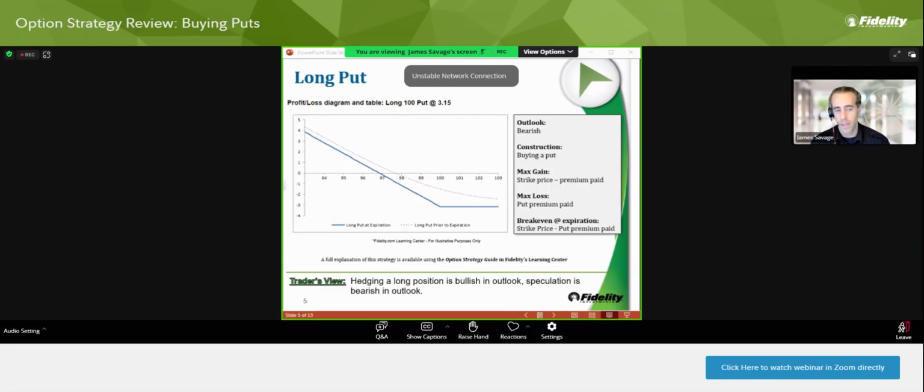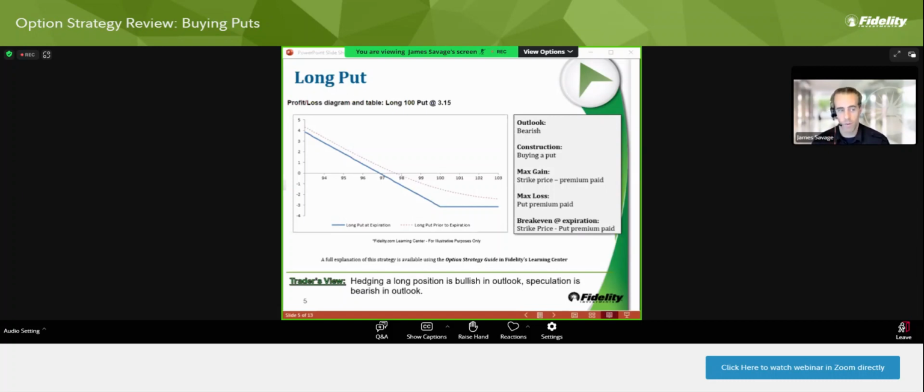Now, the outlook for a long put on its own is going to be bearish. That means you're thinking that whatever it is you're trying to get exposure to, whether that be a single stock, an ETF, an index, you're expecting that to go down within a defined period of time. And when we talk about bearish, that means the price is going down, not moving sideways, right? Of course, not moving upwards.